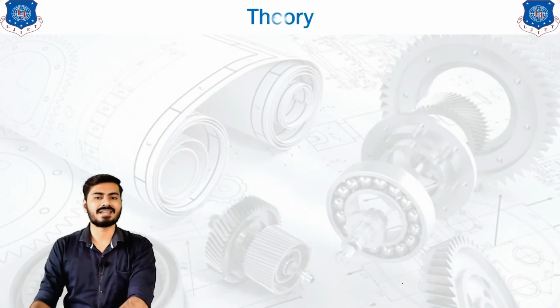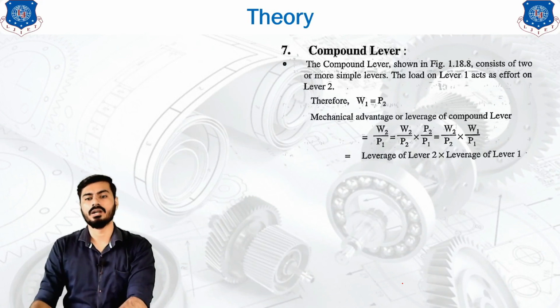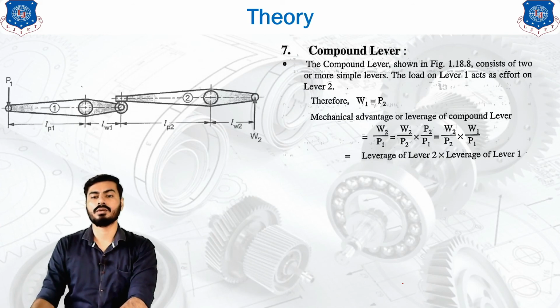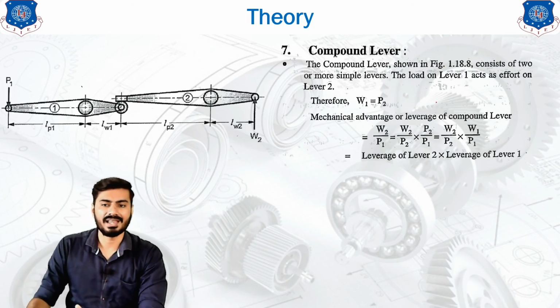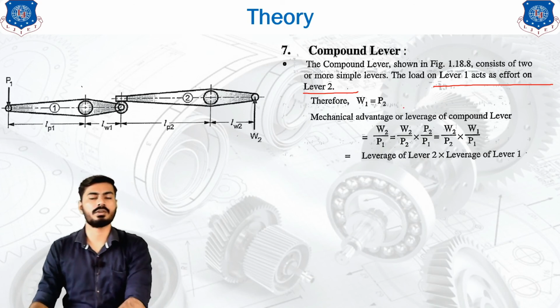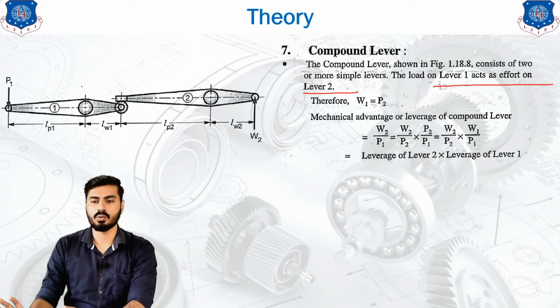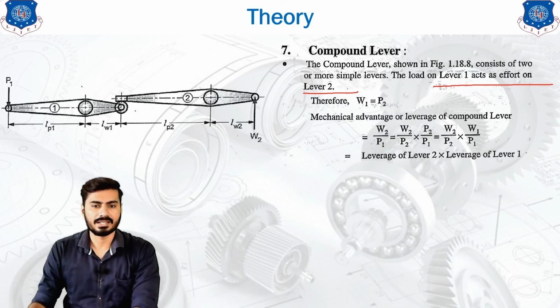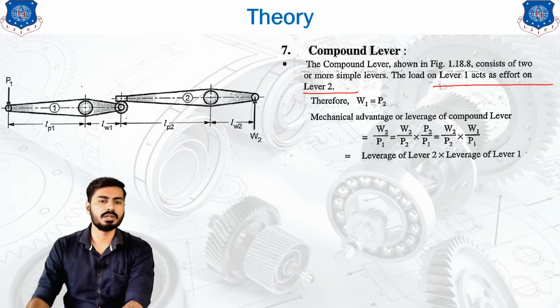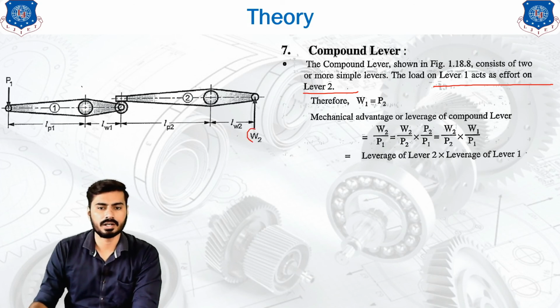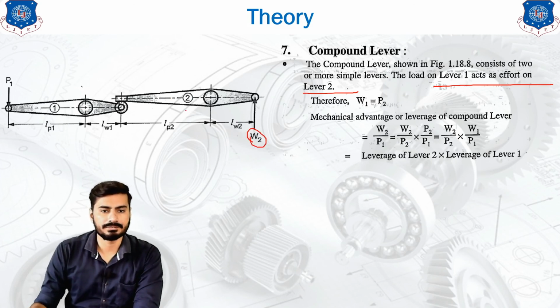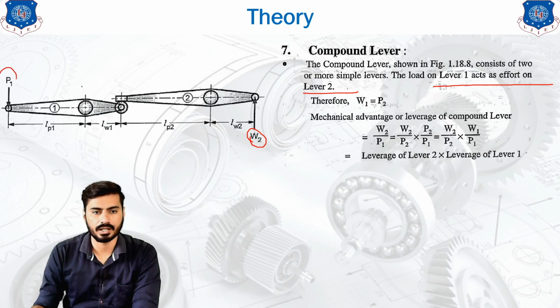Now we will see the last type of lever, the compound lever. It is a combination of two or more simple levers, that's why it is known as a compound lever. The load on lever 1 will act as an effort on lever 2. As you can see in this diagram, there are two levers available, and for these two levers, this is load W2, and in order to lift this load, we apply the effort over here.